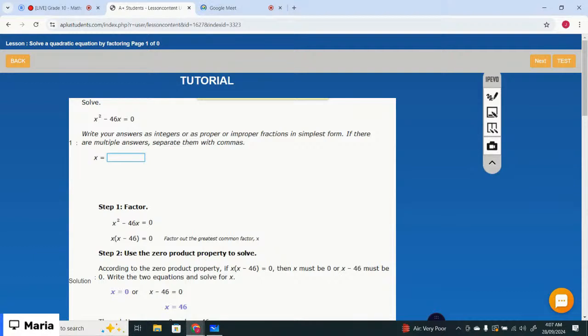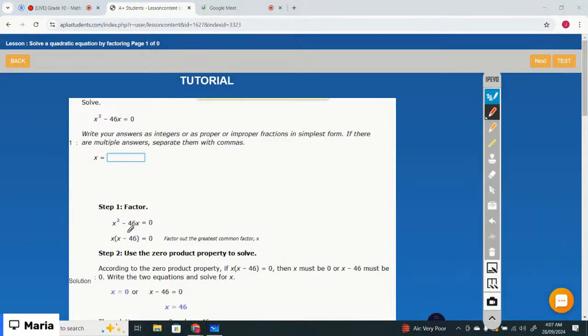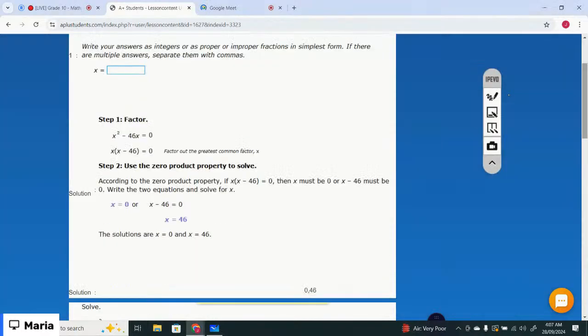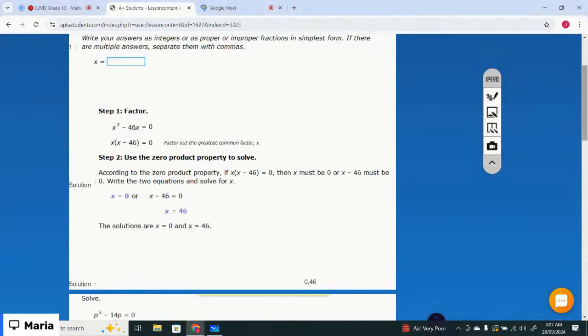Okay, so x square minus 46x equals 0, right? You can make a factor, x is common. You have x times x minus 46 equals 0, right? So according to the zero product property, either x is 0 or x minus 46 is 0, right? So x minus 46 is 0, that is x equals 46.